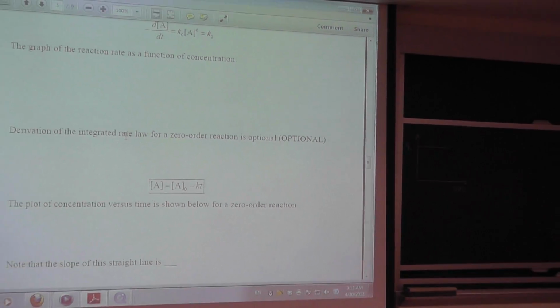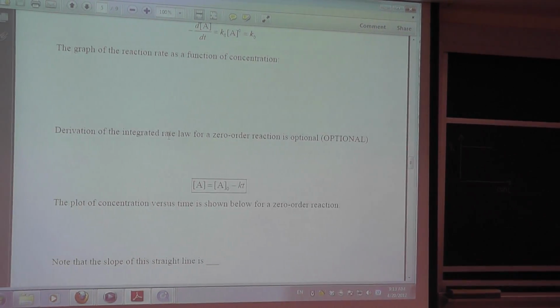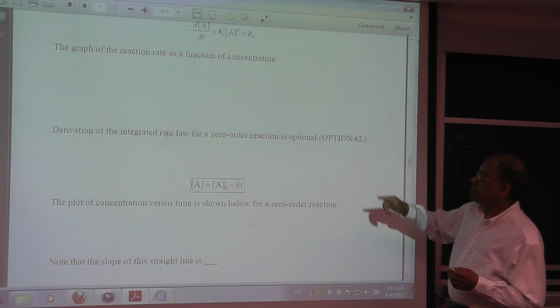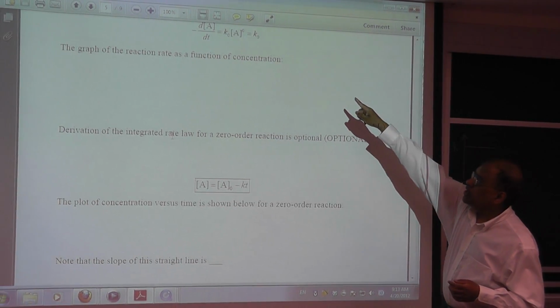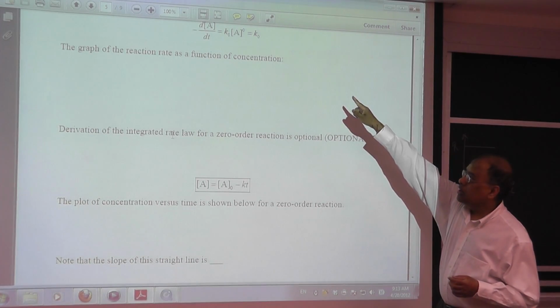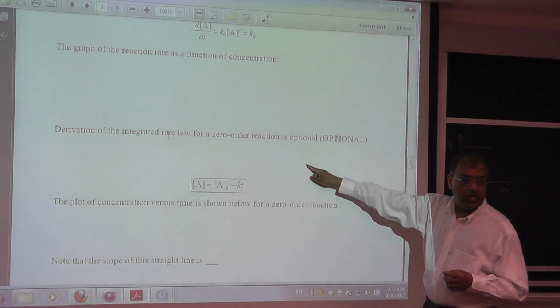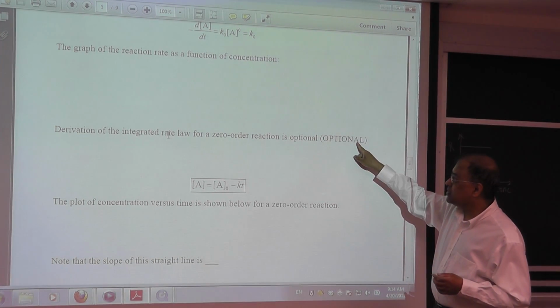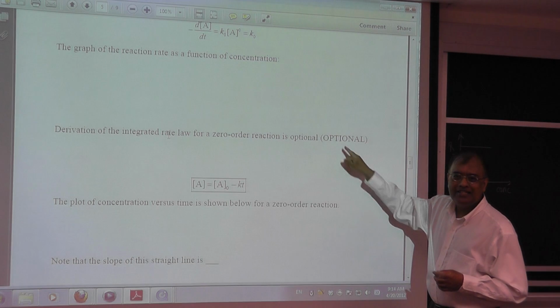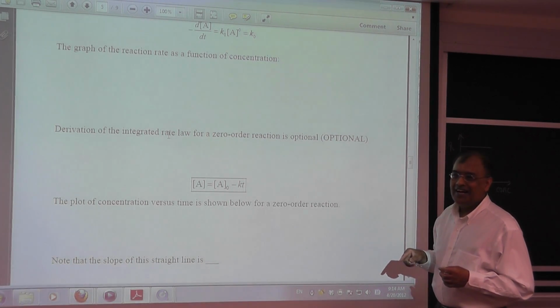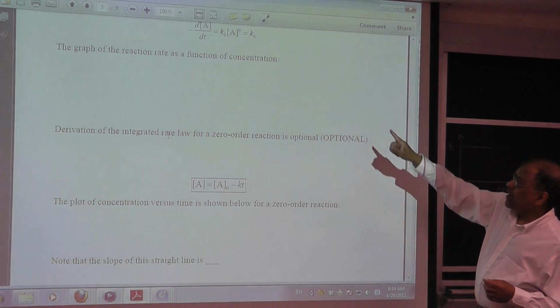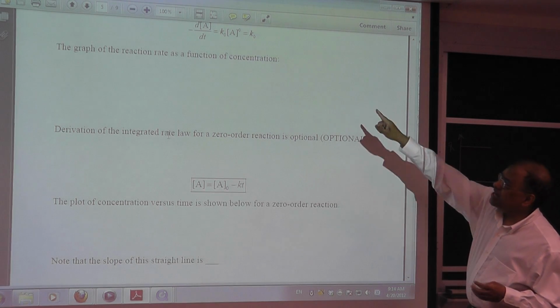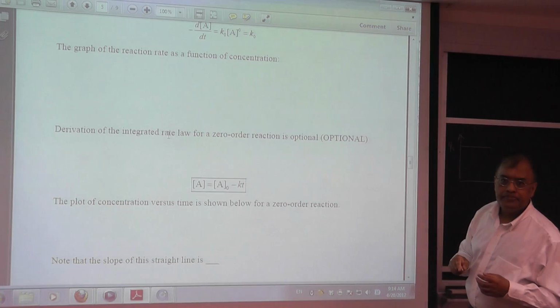This is only for a zeroth order reaction. All right, so let's look at how to go from a differentiated rate law, which is at the very top, to an integrated rate law. And I say this is optional material. Okay, so how would I go about integrating that equation at the very top?